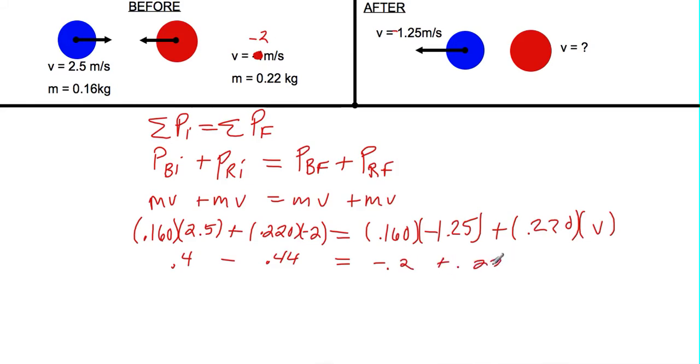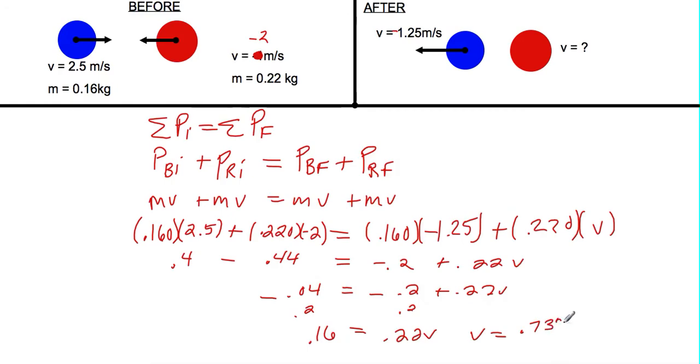plus 0.22 times V. Again, I'm being kind of lazy by not labeling all that stuff, but now that we combine our like terms, we're going to get -0.04 is equal to -0.2 plus 0.22. If I add 0.2 to each side, I end up with 0.16 is equal to 0.22 V. And then I just solve for my velocity, and I get 0.73 meters per second going to the right.